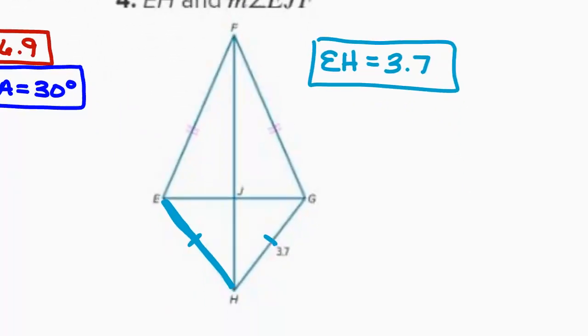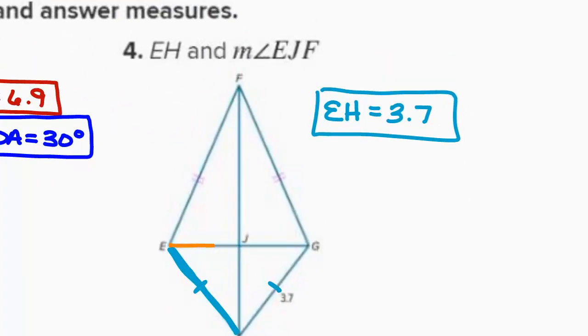And then what about angle EJF? How big is that angle? 90 degrees, because those diagonals are perpendicular with each other.